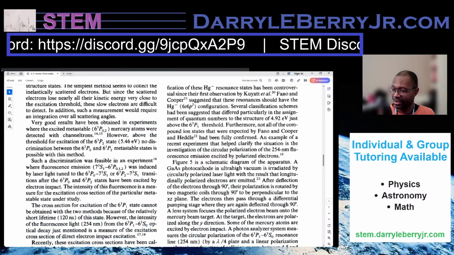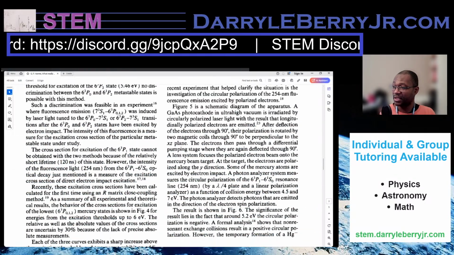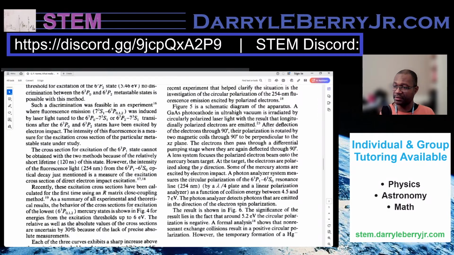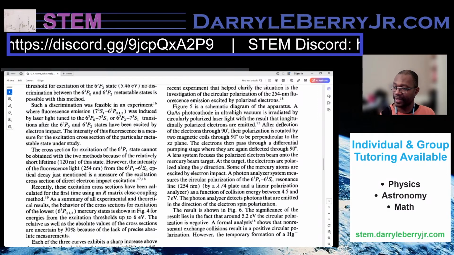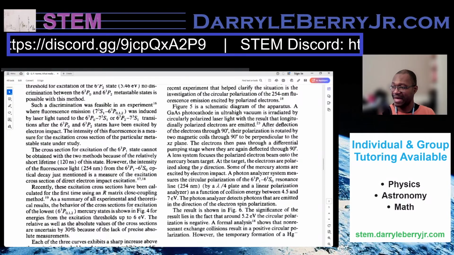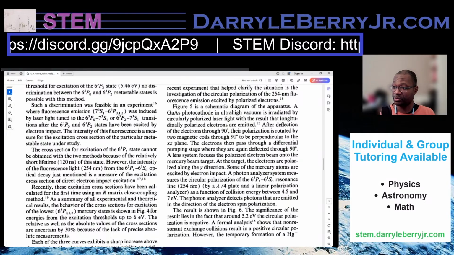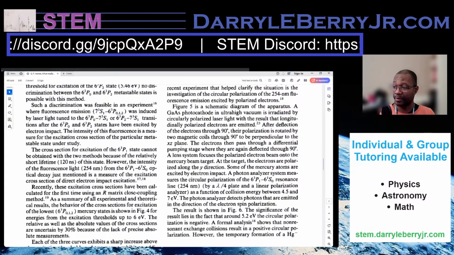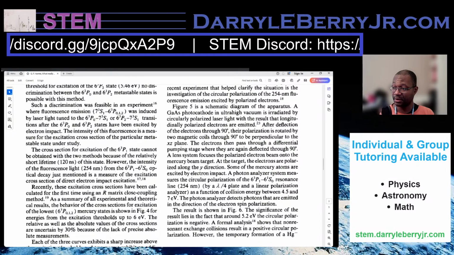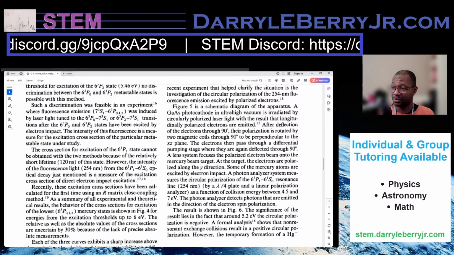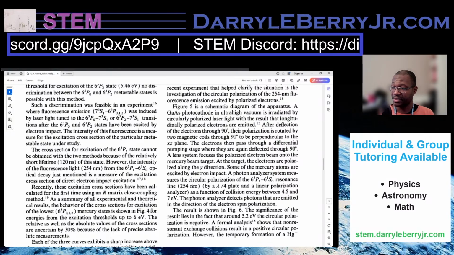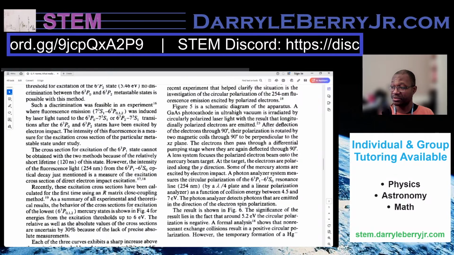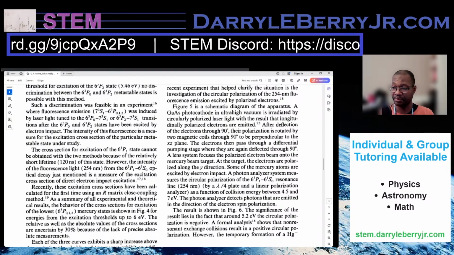So let's go back to that section. Figure 5 is a schematic diagram of the apparatus. A GaAs photocathode in ultra-high vacuum is irradiated by circularly polarized laser light, with the result that longitudinally polarized electrons are emitted. After deflection of the electrons by 90 degrees, the polarization is rotated by two magnetic poles to 90 degrees to the perpendicular to the XZ plane.